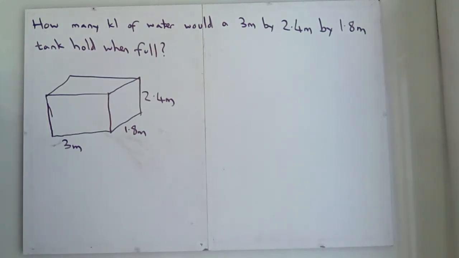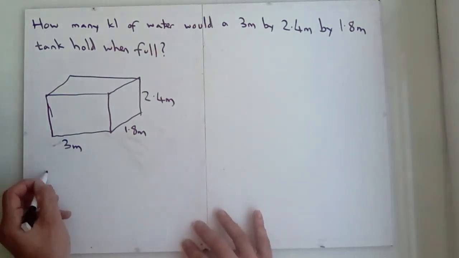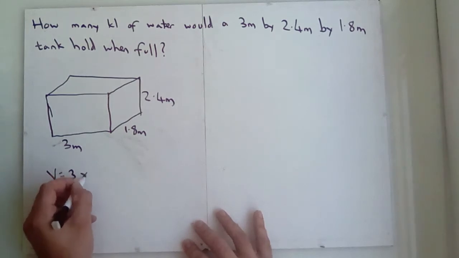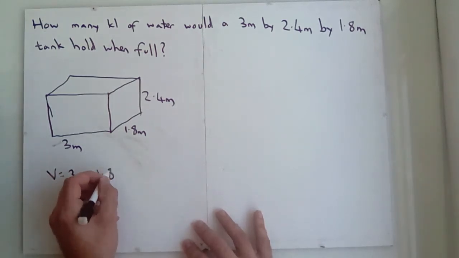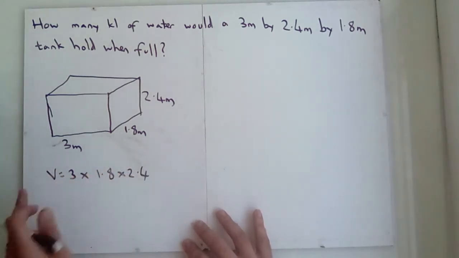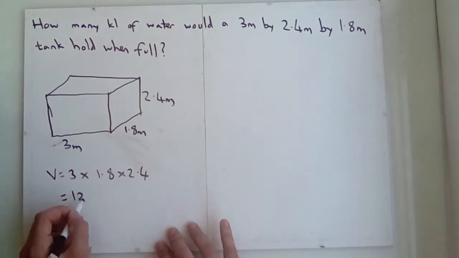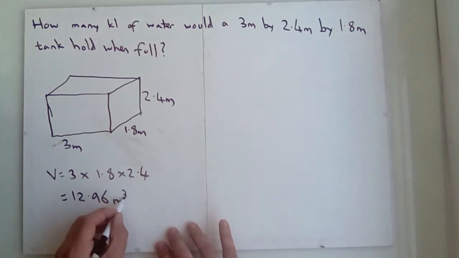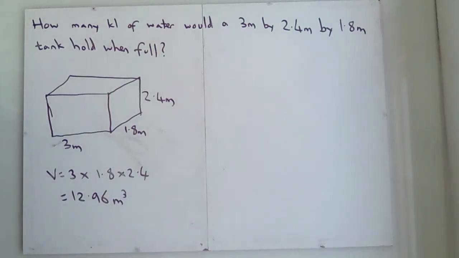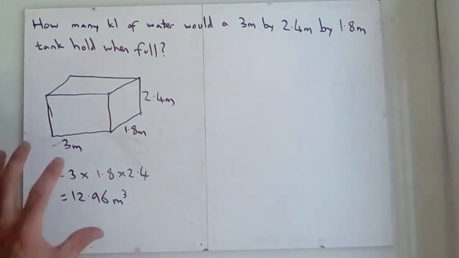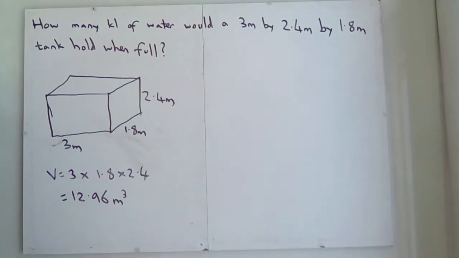This is definitely a volume question, so we're going to just work out the volume. Volume equals 3 times 1.8 times 2.4. You can do those any way around, and this is a calculator question, so that gives me 12.96, and the units of that must be meters cubed. Okay, so 12.96 meters cubed. I haven't answered the question, but I've definitely got some marks for doing that.